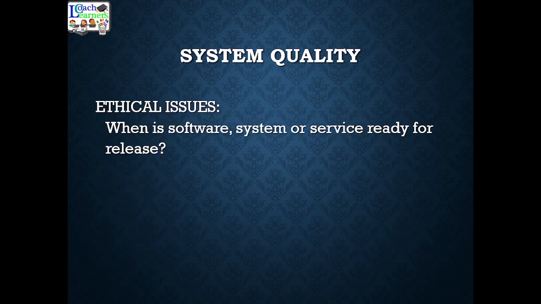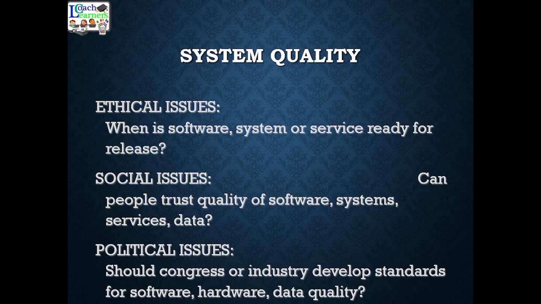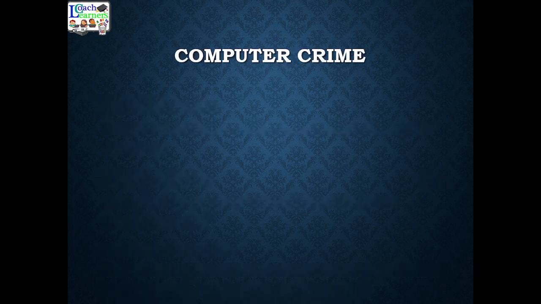Then also we can talk about ethical issues, right? When is a software system or service ready for release? We need to ensure that we release the software free of bugs at the correct time. That is ethical. Then social issues: people should trust that particular software, right? When you have software that has been released for use, and people have some doubt using it, it creates some kind of social issues. And of course, political issues. Should Congress or industry develop standards of software? Politics should play a role in ensuring that all the software producers or system producers follow the right standards when they're producing their systems.